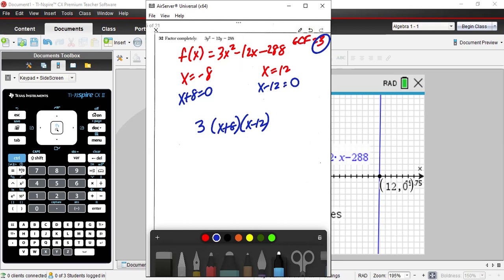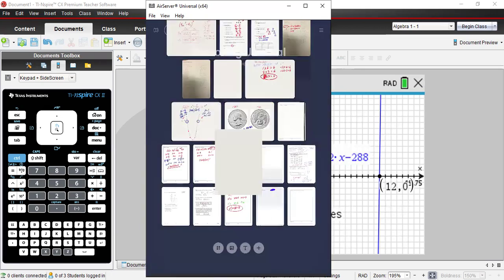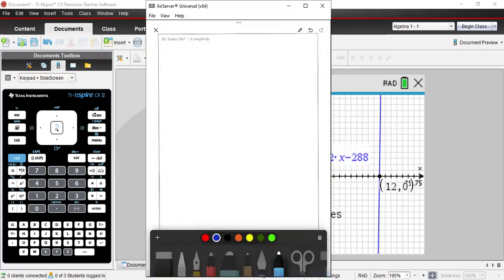That's it. So make it into a function. Find the GCF in the three terms, and then graph it and find the zeros. Set those equations equal to 0, and then those are going to be your factors. And just make sure you keep that GCF there. I'm going to do one more example, and then I'm going to call it a night.